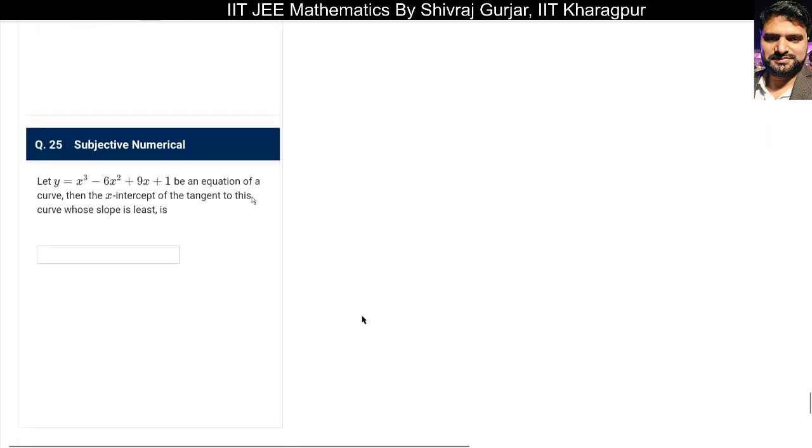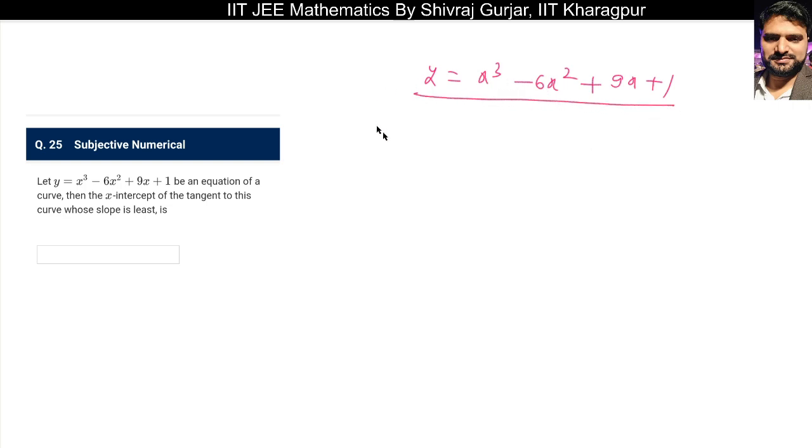Let's take the next question and the final one. If y is this cubic, then the x-intercept of the tangent to this curve. The curve is x cube minus 6x square plus 9x plus 1 equals 0. We are drawing a tangent on this curve. We want the x-intercept of the tangent whose slope is least.